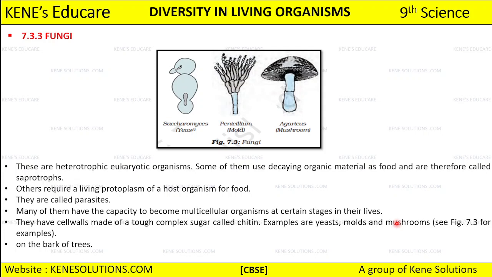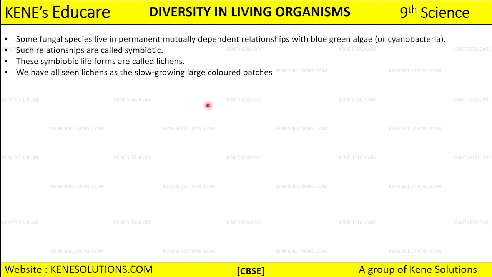Okay, now see, some fungal species live in a permanent mutually dependent relationship. What has been said is that there are some fungal species which live in mutually dependent relationships with blue green algae, which we also call cyanobacteria. Such kinds of relationships we call symbiotic, and this symbiotic life form we call lichens. What do we call them? Lichens. Okay, so we have all seen lichens, which are slow growing large colored patches. So we are already aware of it.